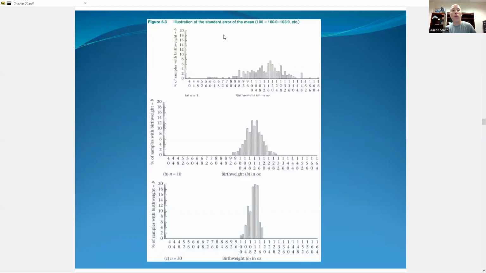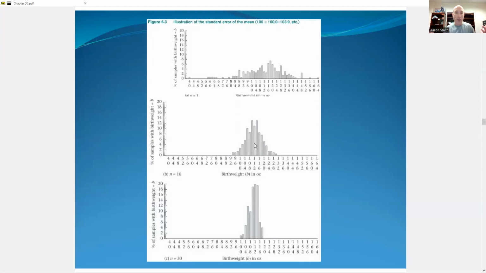All right, now here's an illustration of standard error for this. So here, sample size of 1, sample size of 10, sample size of 30. See how spread out this is? See how spread out this is, and see how spread out this is. And you can see that all of these random samples have a central tendency pretty close to each other. Now, there's a little bit of deviation. They're not exactly lining up perfectly.